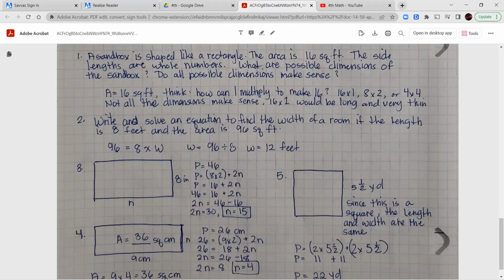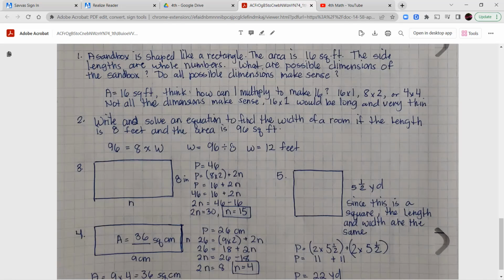So if I know I have an area of 16, I need to find the factors of 16, right? I need to figure out what numbers I can multiply by each other to make 16. I know I can use 16 and 1, I can use 8 and 2, or I can use 4 and 4. So not all of these make sense. If you've got a sandbox for little kids to play in, 16 times 1 is going to be a very long, very skinny sandbox. The 8 times 2 would also be pretty skinny. So not all the dimensions that can make 16 make sense.